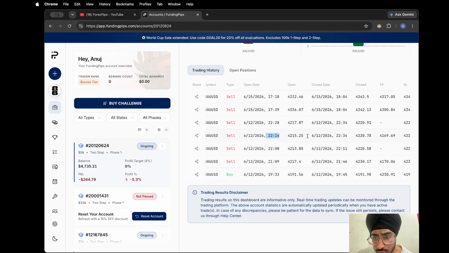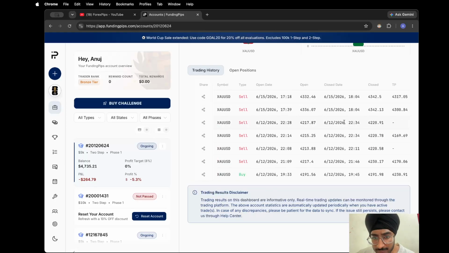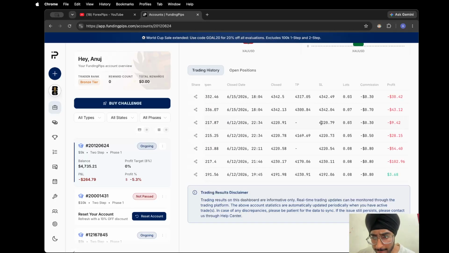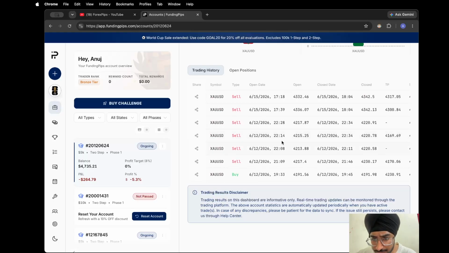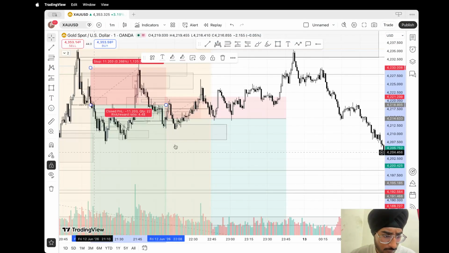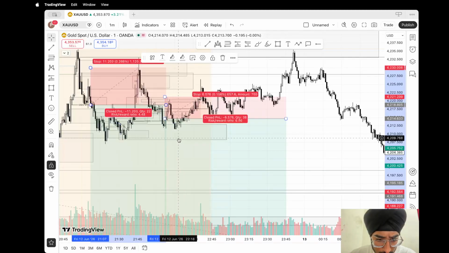Then 2214, I again took a re-entry. Oh my god. Okay, I took 0.8, 5, 3, 5, 5 and 3, 5, 6, 7, 8. 2214 and 2228. 2214 and 2228. 2214 and 2228. 2214 and 2220. 2214 and 2228. 2228.